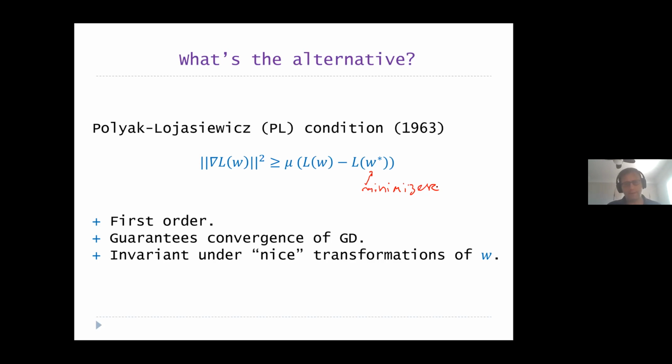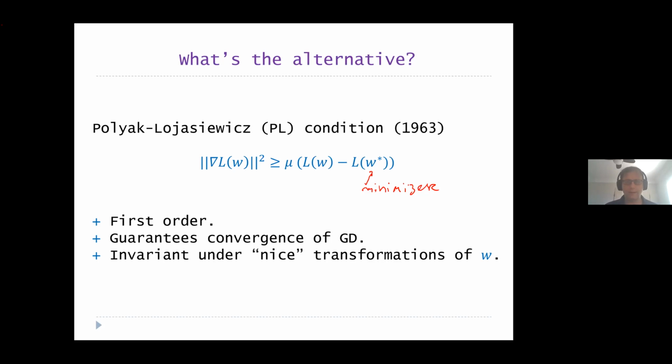So notice a couple of things. Well, first, this is clearly a simple first order condition. Second, it guarantees convergence of gradient descent, and that's what Polyak proved originally in '63. And third, which is a really nice property of it, this condition is kind of invariant under nice transformation.